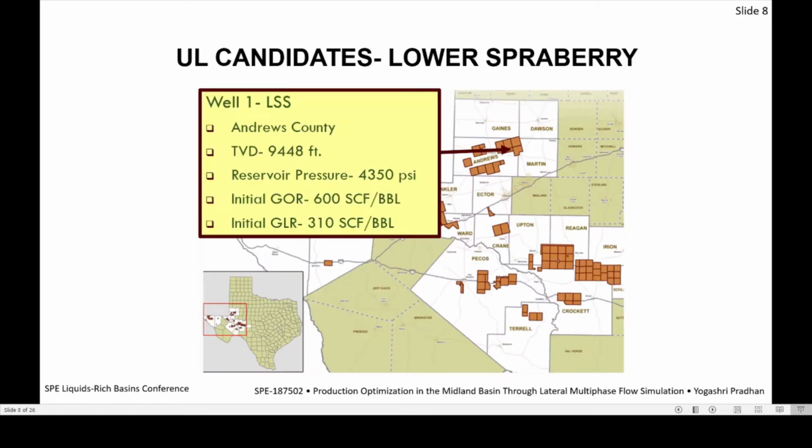Here are some of the candidates that we looked into in detail. This is in Andrews County for the lower Sprayberry shale with a reservoir pressure of about 4,350 psi. The initial GOR was about 600 scf per barrel, and the initial GLR was 310 scf per barrel. So this is classified as a low GLR well.